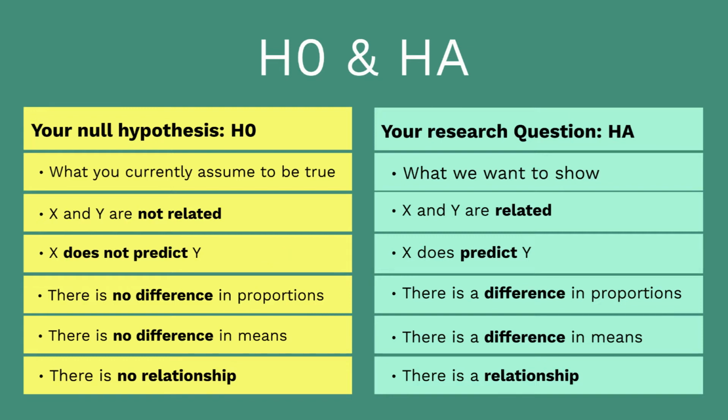Our null says there is no difference in proportions, where the alternative says there is a difference in proportions. Our null would say there is no difference in means by group. Our alternative would say there is a difference in means by group. Our null hypothesis would say there's no relationship or no correlation. And our alternative hypothesis would say there is a relationship or there is a correlation between these variables. Remember, we start by assuming that there is no relationship, there is no difference. This is our status quo.